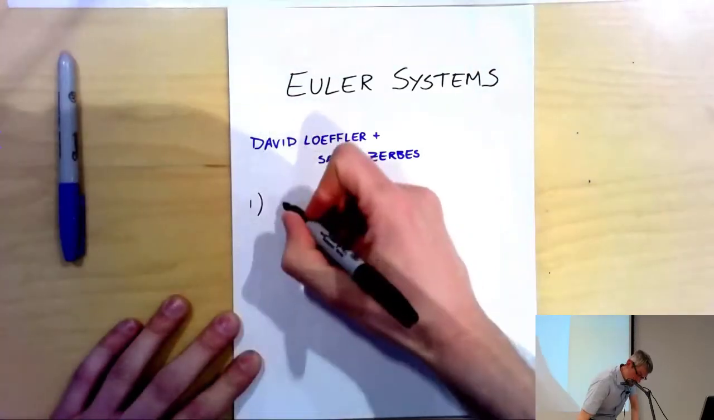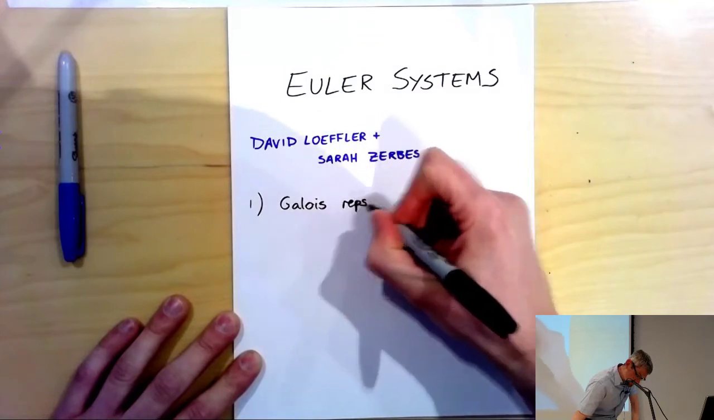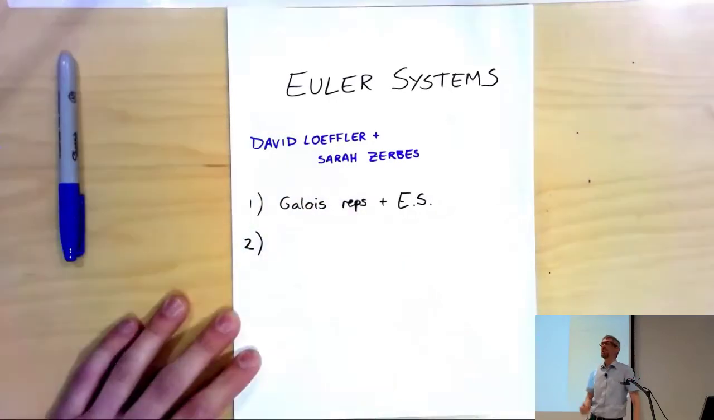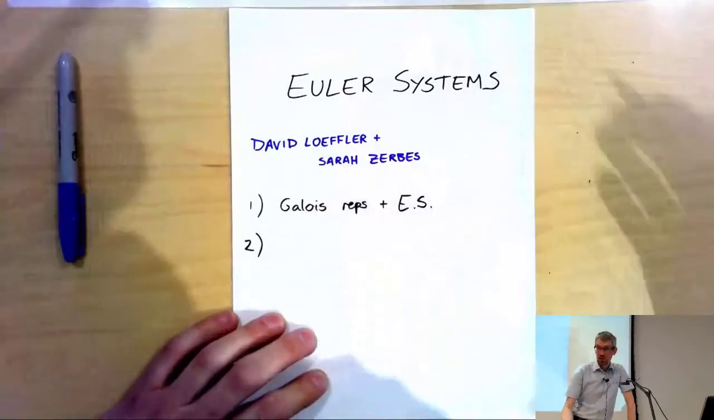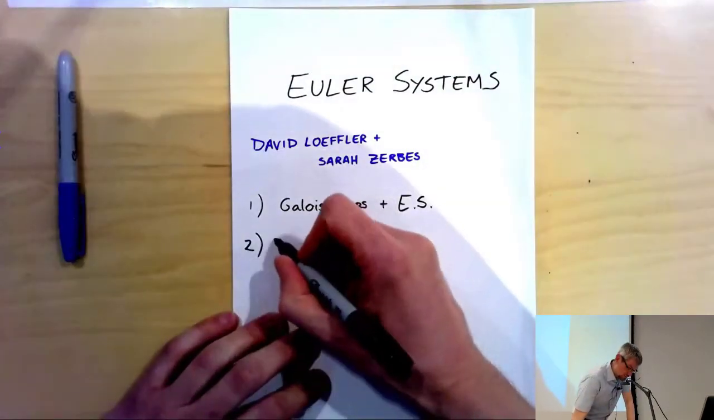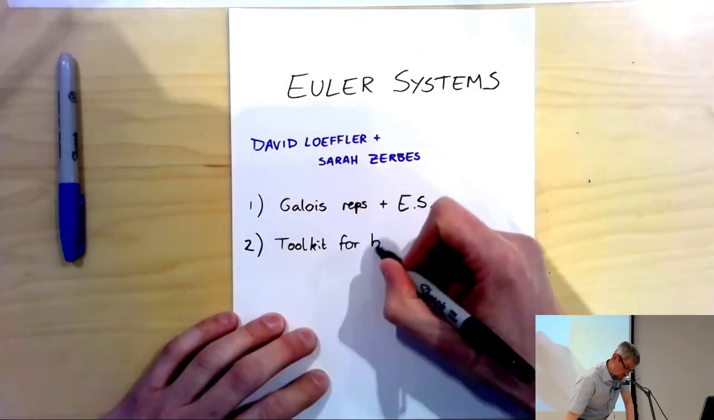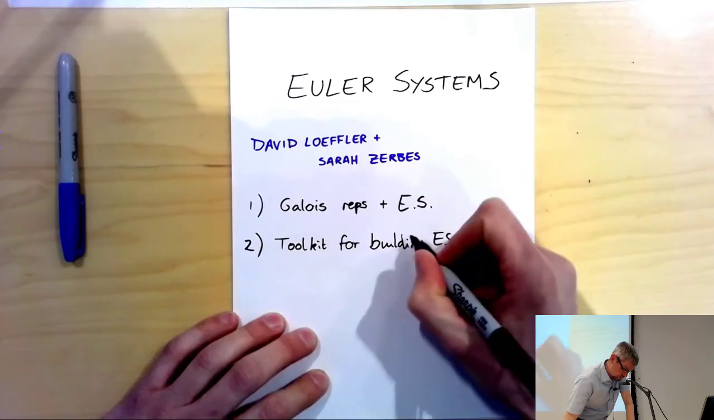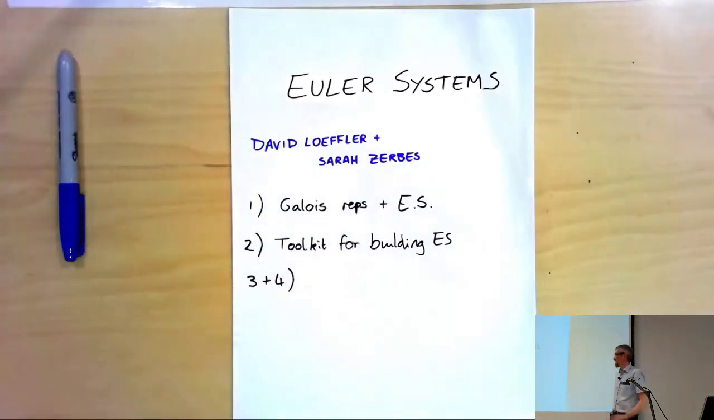So today will be about Galois representations and Euler systems. Lecture 2 will be a general toolkit for how you might build the cohomology classes that are the building blocks of an Euler system. And lectures 3 and 4 will be working out in detail 2 specific examples of Euler systems.